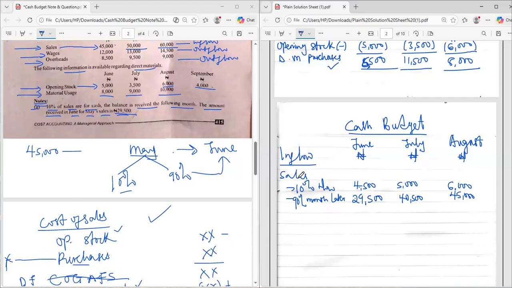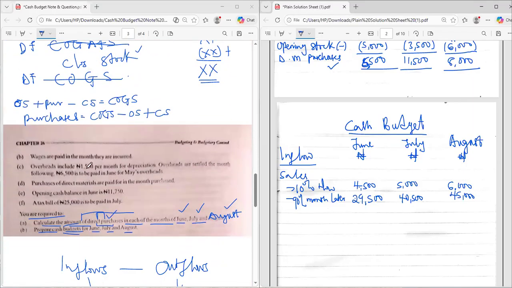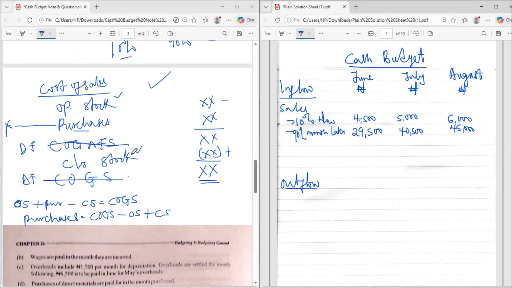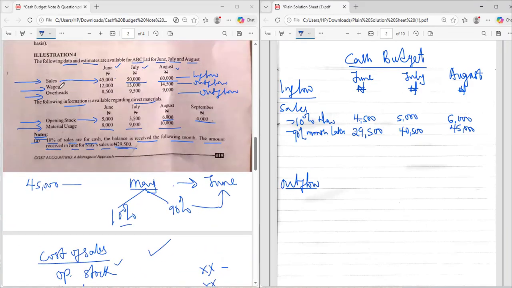Now, after you have completed your sales, what I usually do in an exam situation is leave 2 or 3 more lines. Nobody will penalize me. The reason is, what if there are other inflows? Then I leave 2 or 3 more lines and write outflow, because I don't have much time in my exam. I already know there's an outflow in the question. What are the outflows? Wages and then overhead. So let's go, wages. And then overhead.